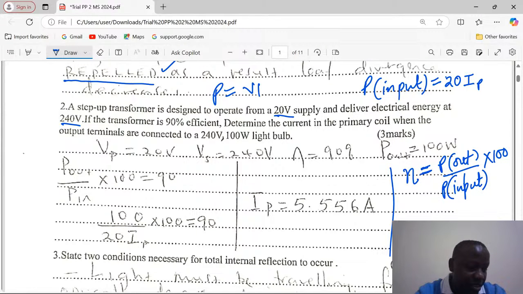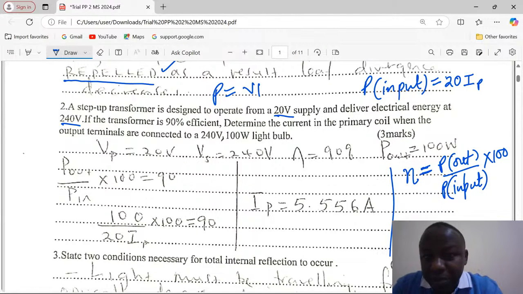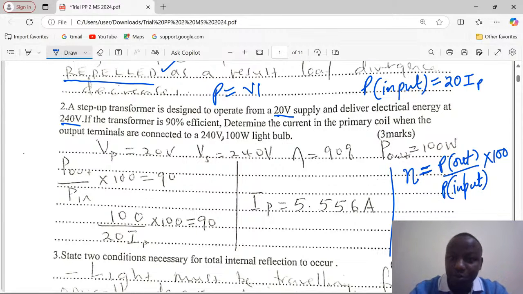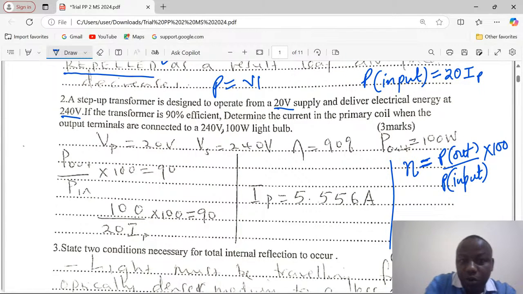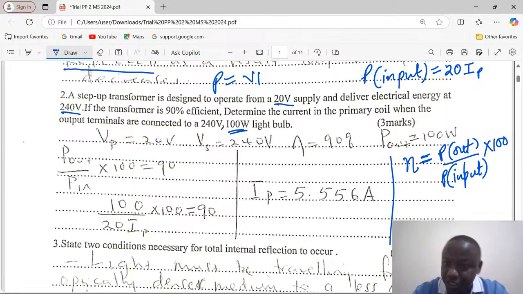So power input, or power in the primary, is going to be 20, which is the voltage there, multiplied by an unknown current. But for the output, power output is already known as 100 watts.